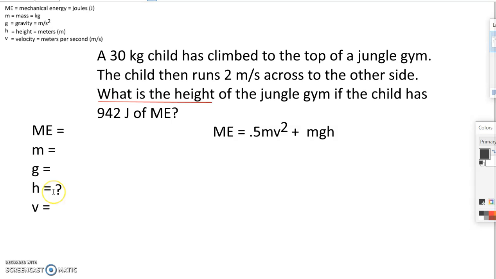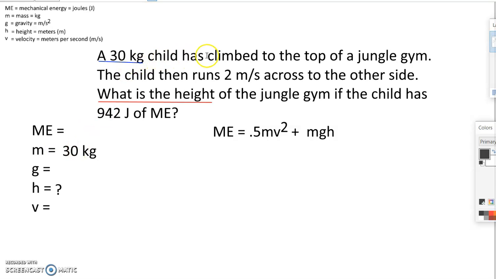Now that I know what I'm looking for, I'm going to read through the problem again and identify what I was given. A 30-kilogram child. Kilograms, if I look at my list up here, is mass, or m. So 30 kilograms must be my m. Mass is equal to 30 kilograms.